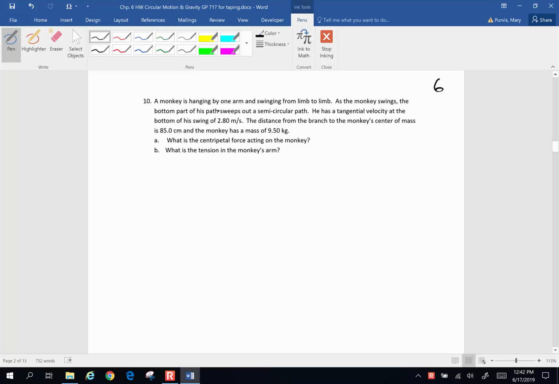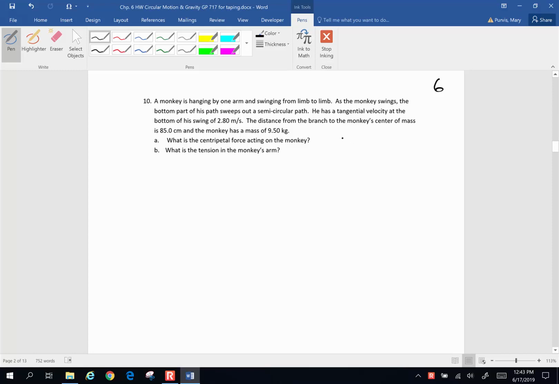A monkey is hanging by one arm and swinging from limb to limb. As the monkey swings, the bottom part of his path sweeps out a semicircular path. He has a tangential velocity at the bottom of his swing of 2.80 meters per second. The distance from the branch to the monkey's center of mass is 85 centimeters, and the monkey has a mass of 9.5 kilograms. What is the centripetal force acting on the monkey?